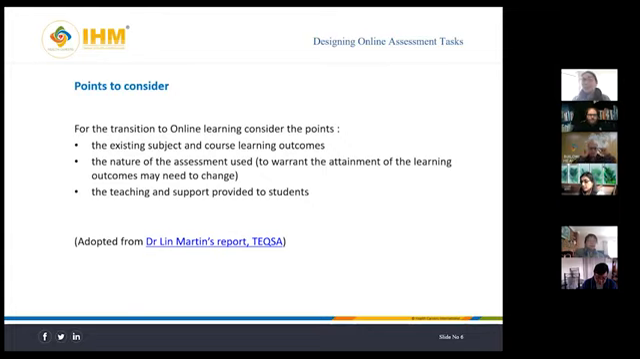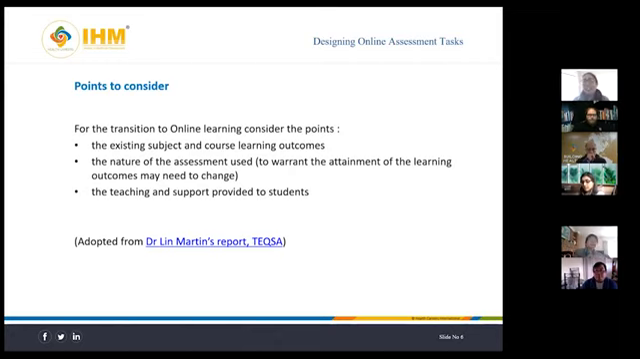The second point is the nature of the assessment used. What sort of assessments are we going to use when we offer the course in an online delivery mode? And why do we want to do that? We want to do that to warrant that we are still attaining the learning outcomes that we initially intended to attain. Because in some cases, we might have to change it. And those cases could be programs which lead to registration, programs which have a practical component. So that's where they might need to go back and revise their learning outcomes as well. And that, of course, after consultation with TEQSA.